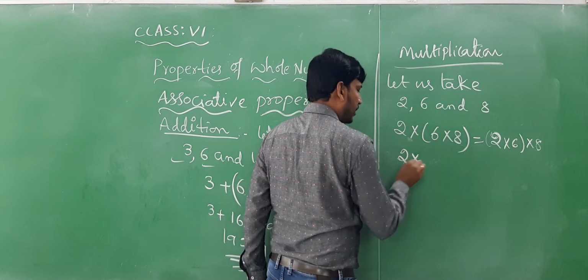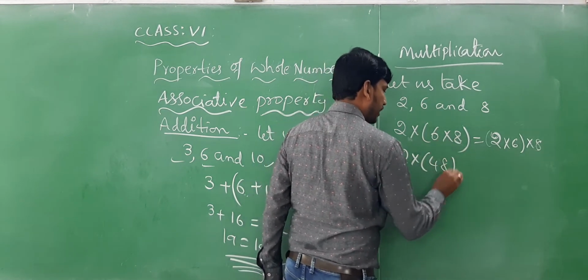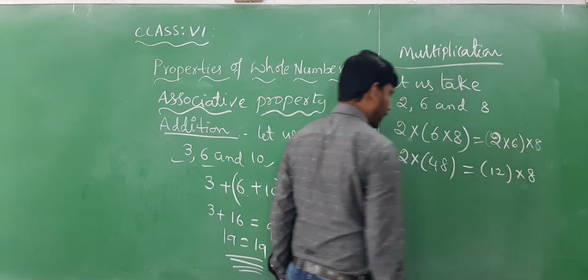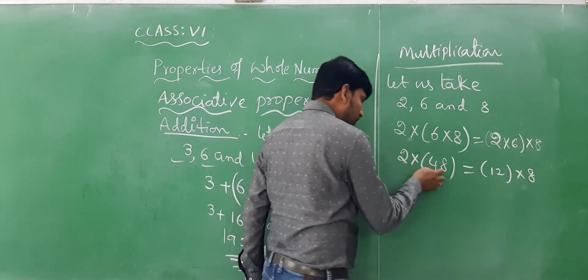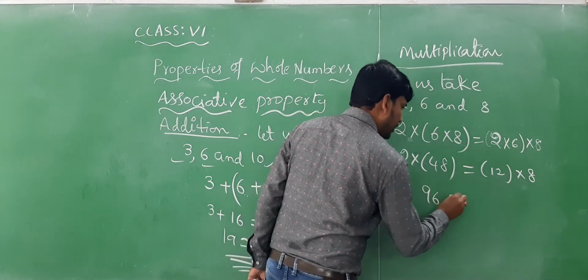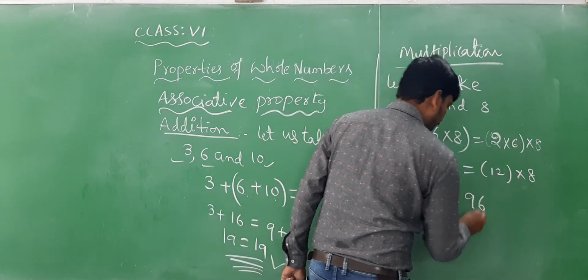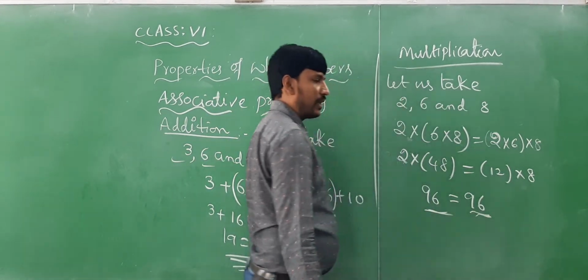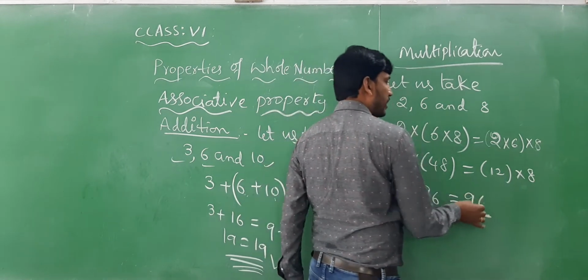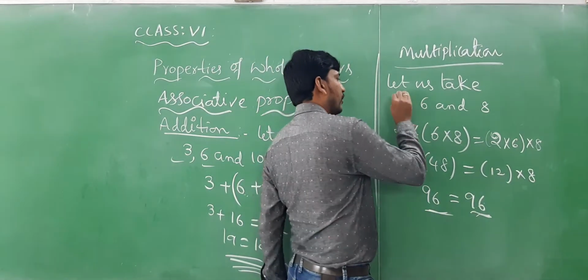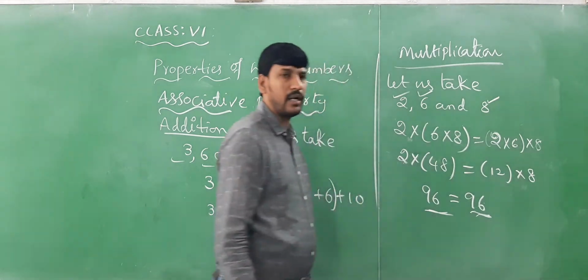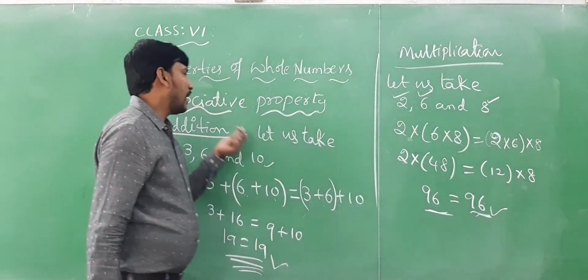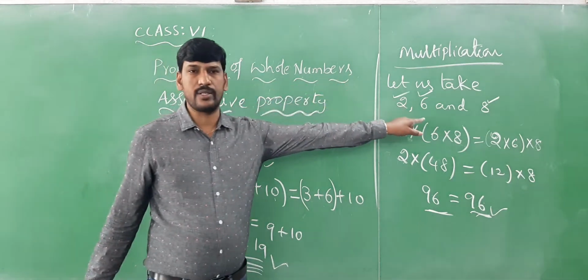So 2 is as it is, 6 × 8 is 48, which is equal to 12 × 8. Now 2 × 48 is 96, which is equal to 12 × 8 is 96. Clear? So the result is the same. Both LHS and RHS are equal to 96. As 2, 6 and 8 are whole numbers, the product of these three values is also a whole number. So the associative property is satisfied under multiplication also.